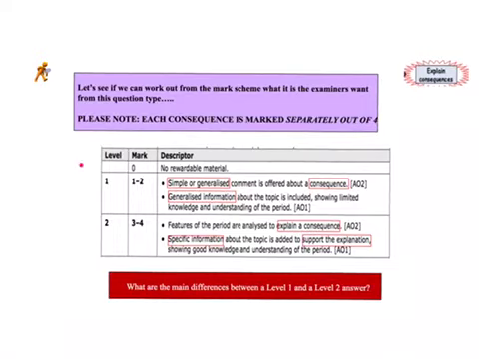As you can see, for level 1, if you give a general comment about a consequence and give some general information, you can earn up to 1 to 2 marks for each consequence. For level 2, if you are actually analysing and explaining the consequence, giving specific information to support your explanation, you can earn 3 to 4 marks per consequence.